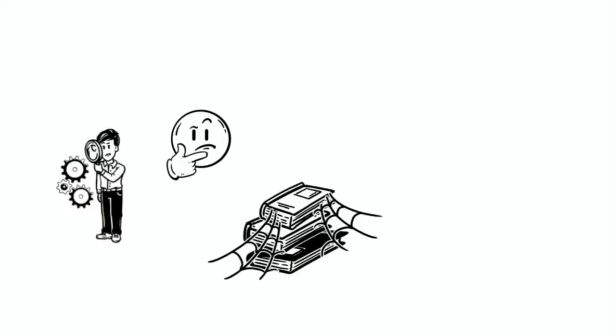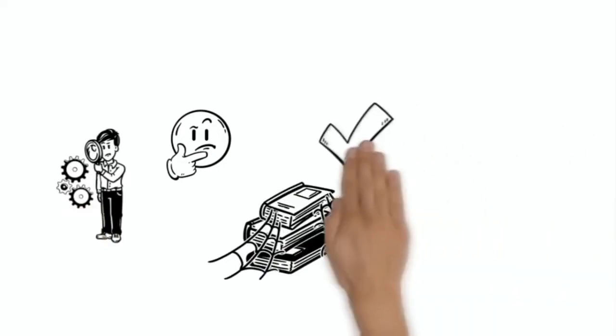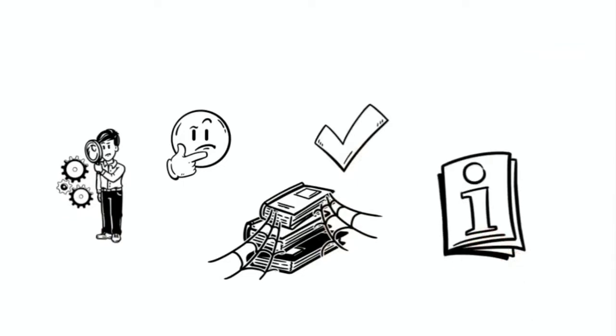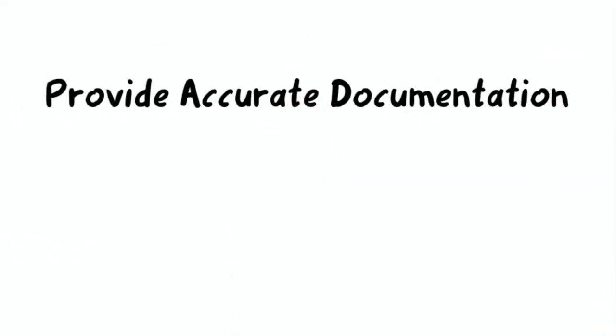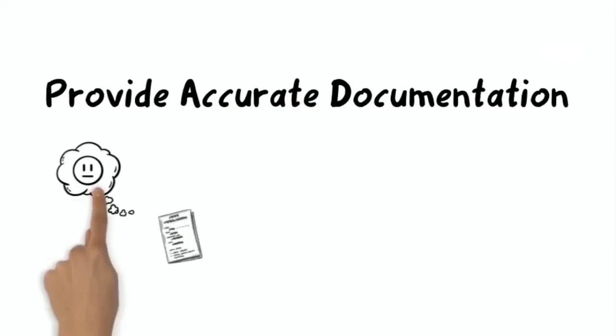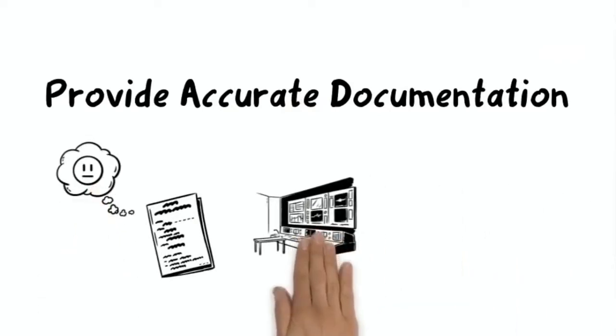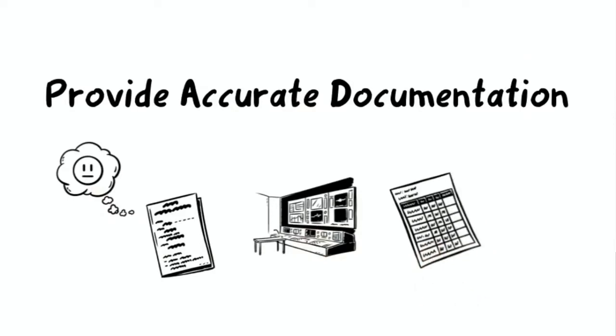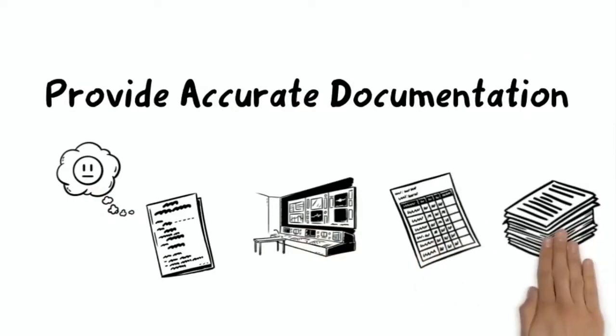To prevent coding mistakes, make sure the most current coding books are on hand and use appropriate modifiers according to Medicare guidelines. Provide accurate documentation when in doubt. Document. Because there are multiple systems that could be involved in an audit, medical organizations need to make sure that everything is documented.